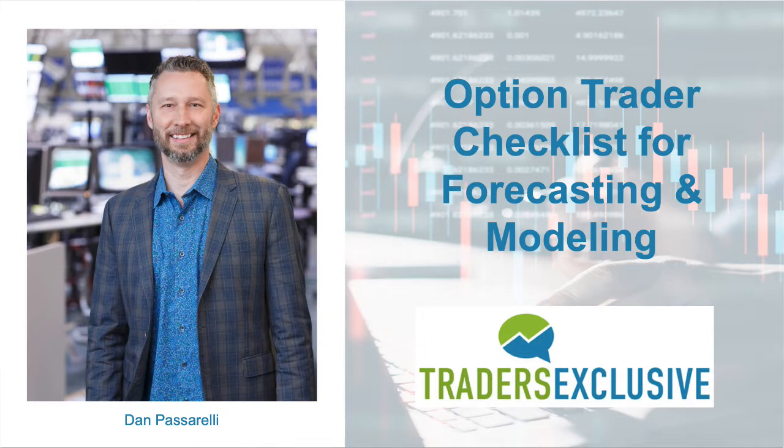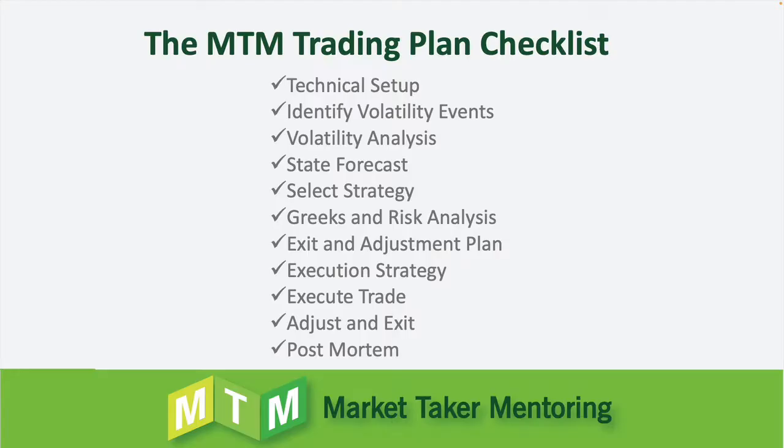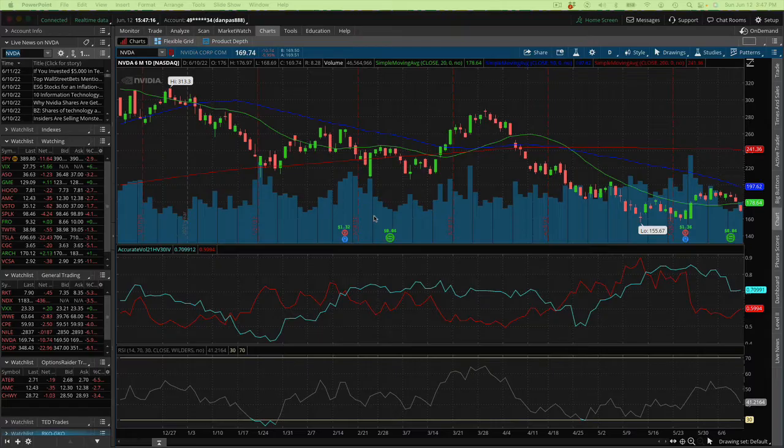This week we're talking all about methodology. In our last video yesterday, I introduced to you the MTM Trading Plan Checklist, and we talked, generally speaking, about the three analyses that form the beginning of any trade identification. Now I want to talk about what is next and what is after that. We're going to move on from the first three steps to stating the forecast, selecting the strategy, and doing your Greeks and risk analysis. So let's take a look at that.